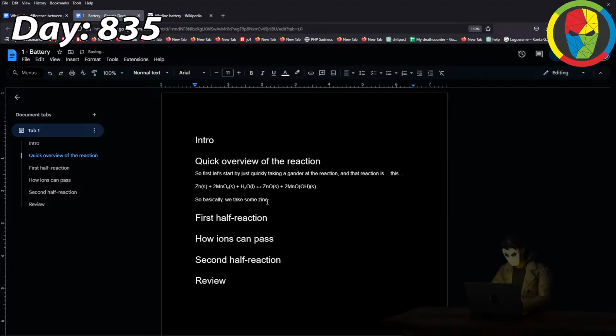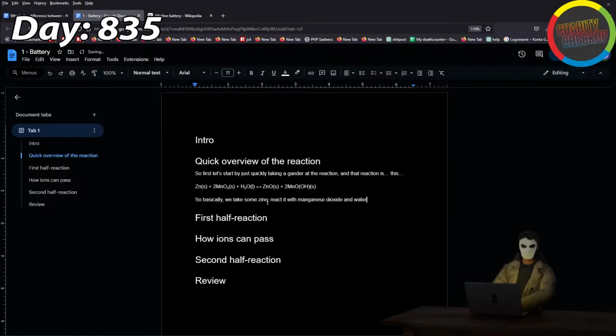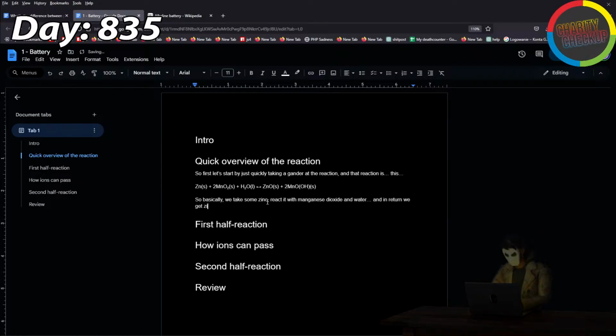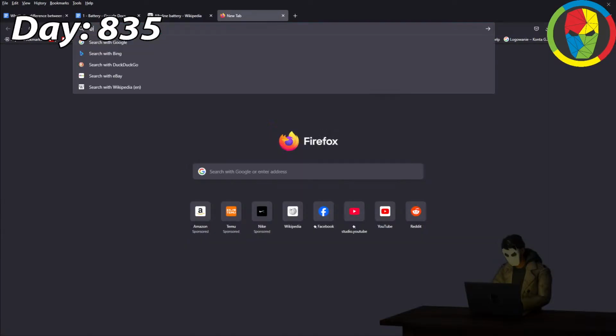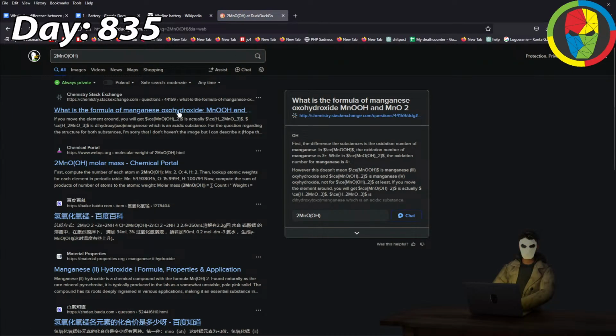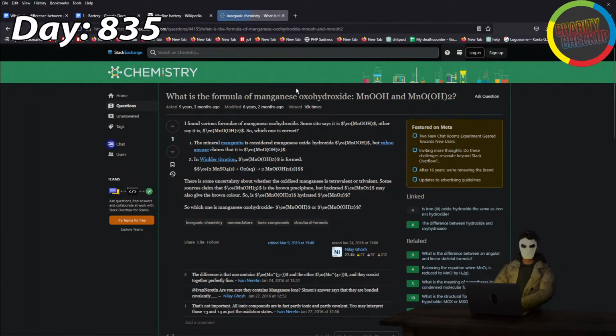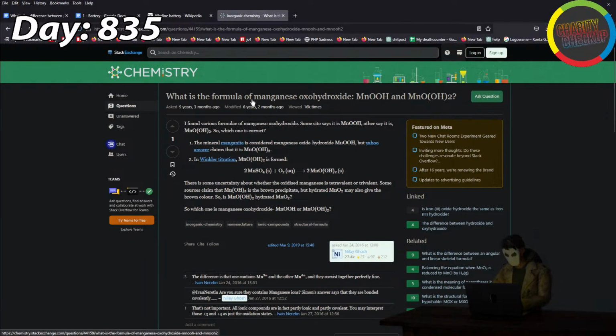Zinc reacts with manganese dioxide, water, and in return we get zinc with 2 manganese oxide hydroxide. Wait, what? Manganese oxide. What's this? What's your name? There's no way it's manganese oxide hydroxide. Oxohydroxide. I'm sorry, it's oxohydroxide. Right. Oh wait, or is it?